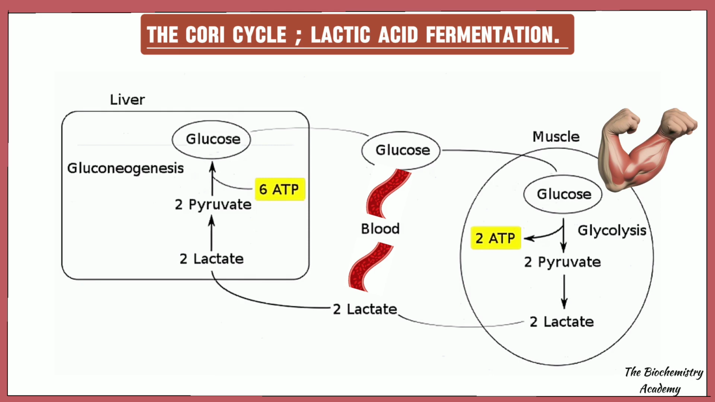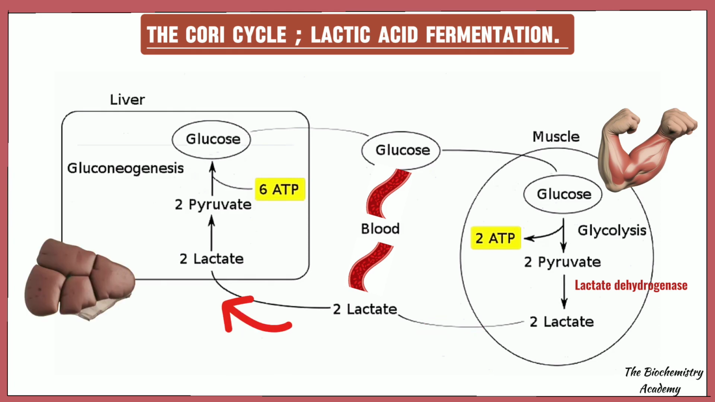The pyruvate that is formed is then converted to 2 lactate by the enzyme lactate dehydrogenase. Now the 2 lactate that was formed in the muscle cell is then transported back into the blood. That 2 lactate that is transported into the blood is then transported into the liver. The 2 lactates in the liver are then converted into 2 pyruvate by the same enzyme, lactate dehydrogenase.